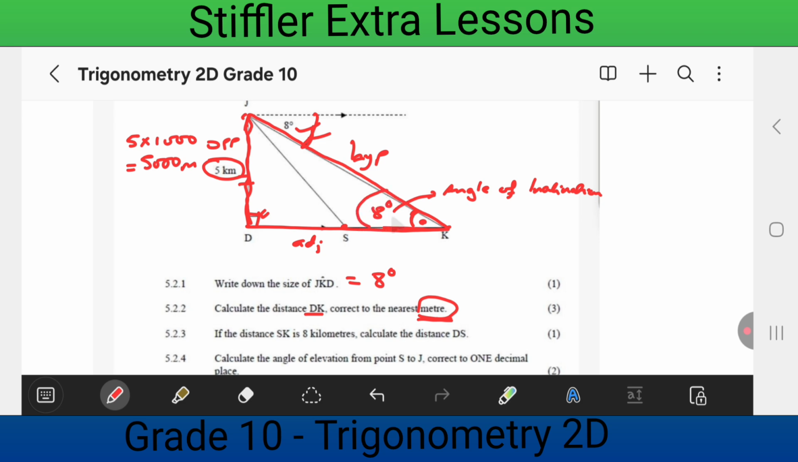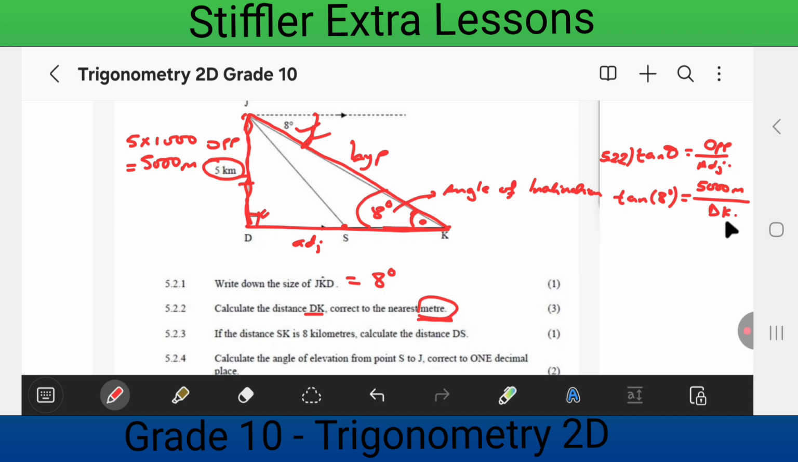So which ratio requires us to use opposite and adjacent? Yes, it is tan of theta. So in 5.2.2, we can say that tan of theta is equal to the opposite over the adjacent, right? So tan of 8 degrees will be equivalent to the opposite, which is 5,000 meters, over the adjacent, which is DK.